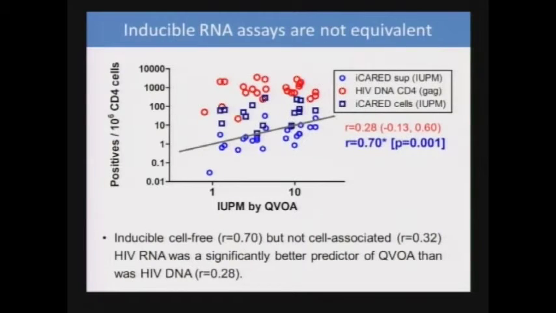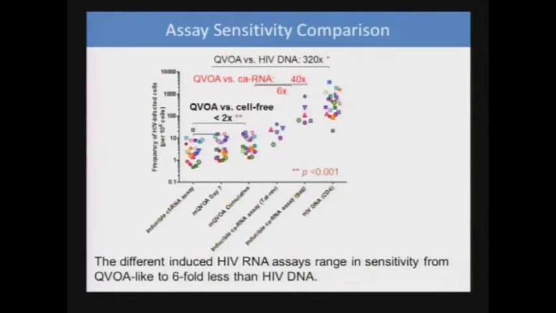This now shows you the same data compared with HIV DNA, and these cell-associated HIV RNA induced by activation was no better than DNA at predicting the QVOA assay. So all of the effort that we went to try to find something that was closer to QVOA, for cell-associated RNA in this study, we got no benefit from that. But again, the iCare, this is the induced RNA assay, looking at supernatant gives us a measurement that looks much more like QVOA.